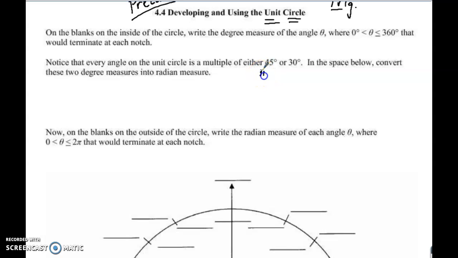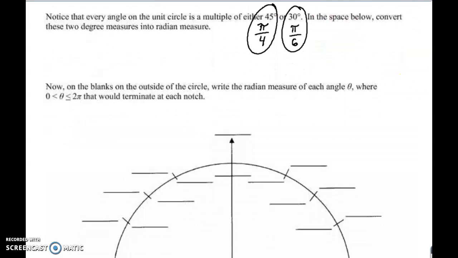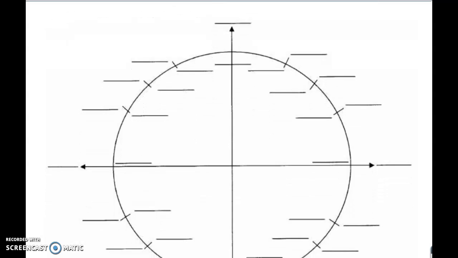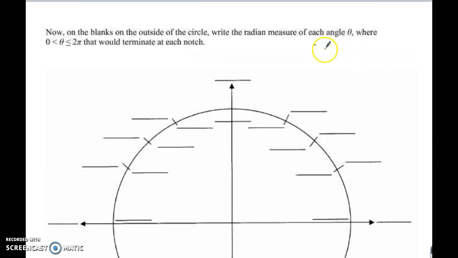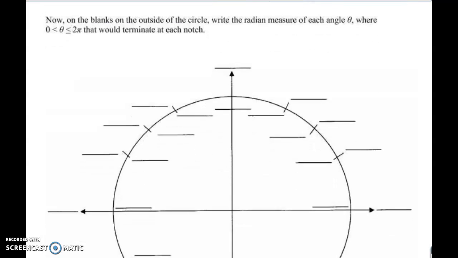Oh, you could do the math to figure out that 45 degrees is pi over 4 radians and 30 degrees is pi over 6 radians. But instead of explaining it that way, I'm going to do a full picture for you. And if you follow the directions, they want the radians on the outside of the circle and I think the degrees on the inside, but whatever.